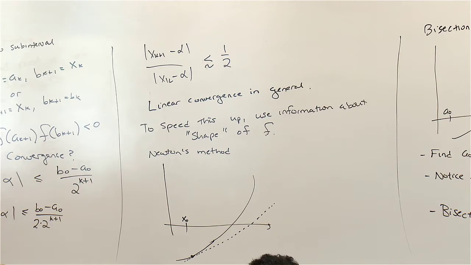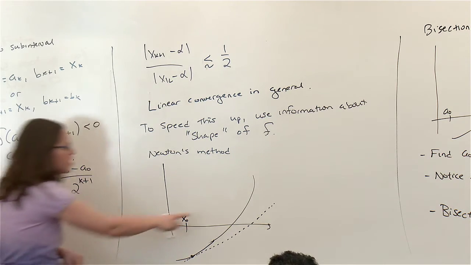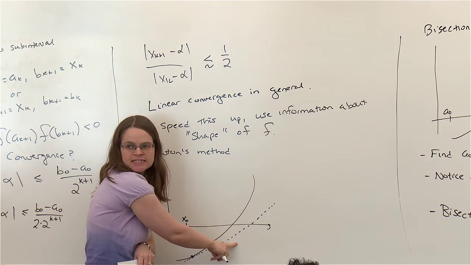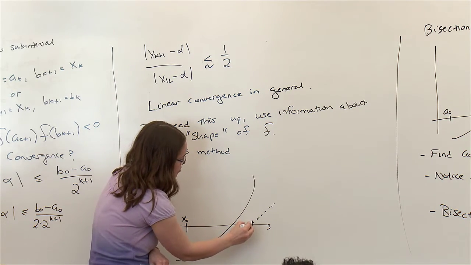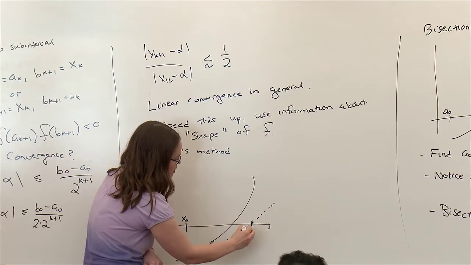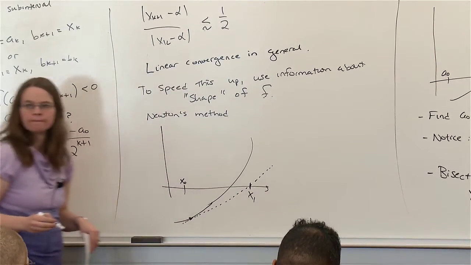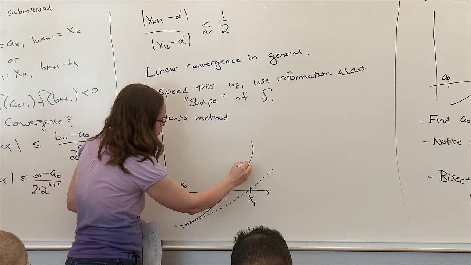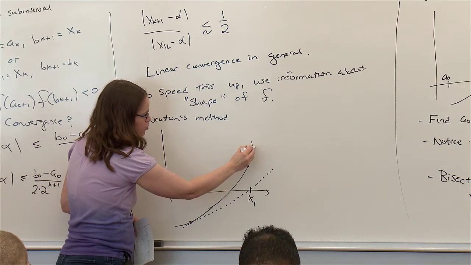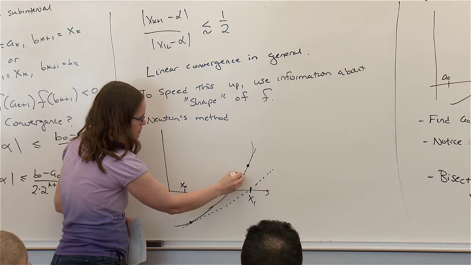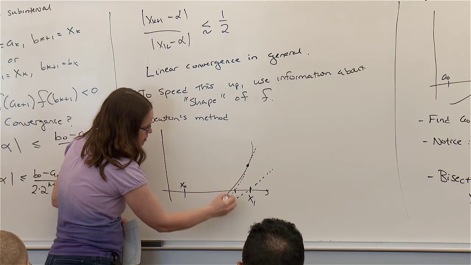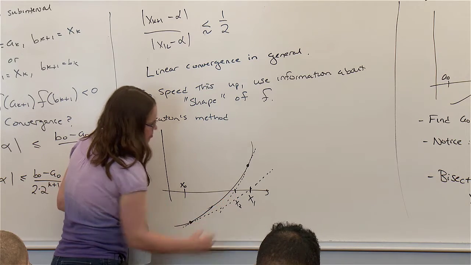Straight lines are easy to work with, right? Solving f of x equal to 0 is hard, but solving L of x, a line, equal to 0 is easy. And I can say, okay, that hits 0 here, so let me use that as my next guess. Right? And then I do the same thing. I say, okay, f of x1 is up here. Let's draw the tangent line and see where that hits 0. And that becomes my x2.